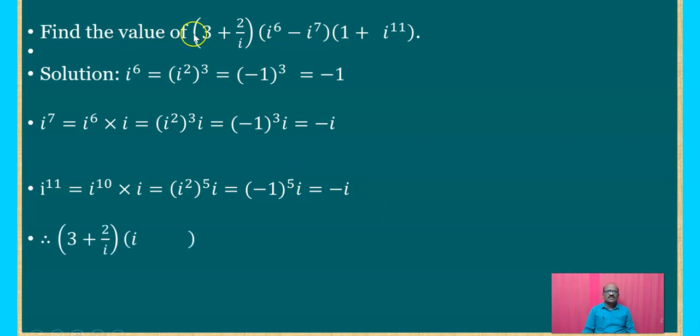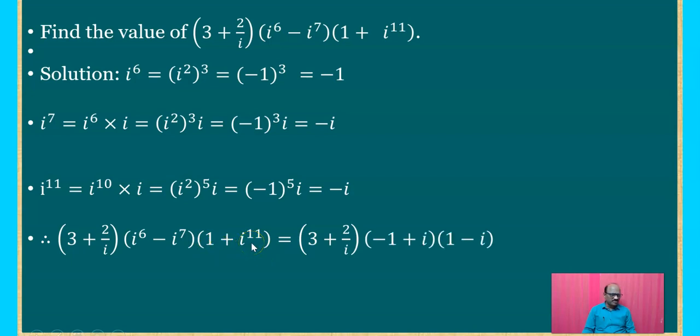Therefore, the 3 plus 2 upon i, raised to 6 minus i raised to 7, and in the last bracket, that is 1 plus i raised to 11. This equals 3 plus 2 upon i, and i raised to 6. What is i raised to 6? i raised to 6 is minus 1. i raised to 7 is minus i. And this minus and minus will become plus. Therefore, it is plus i. What about the last bracket? 1 plus i. What is i raised to 11? i raised to 11 is minus i, which is 1 minus i.